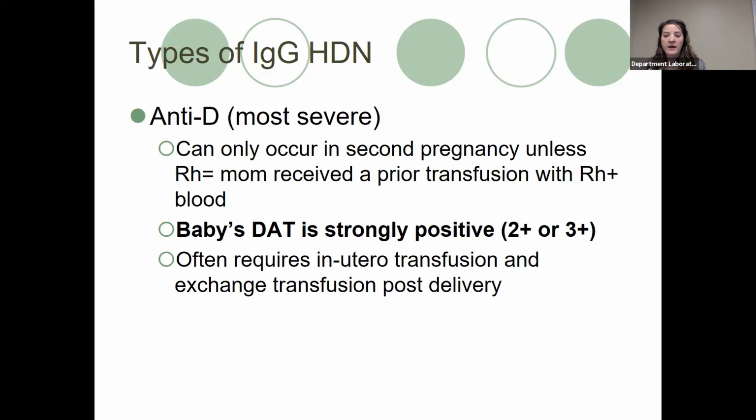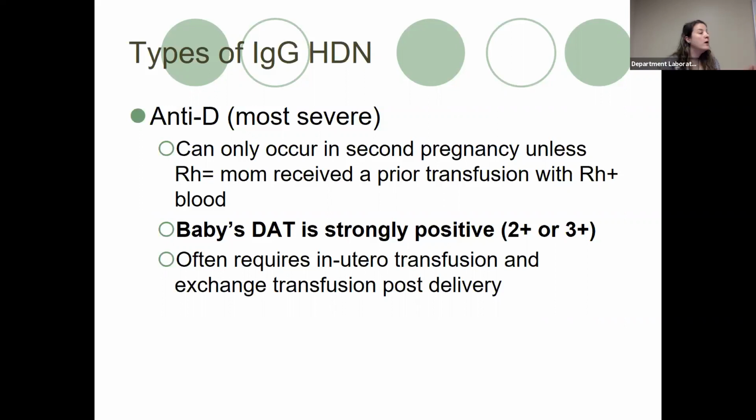So anti-D, again, usually only occurs in the second pregnancy. In the first pregnancy, that's exposure, okay? In the second pregnancy, now she has the active antibody. It will coat the baby cells if they are D positive.